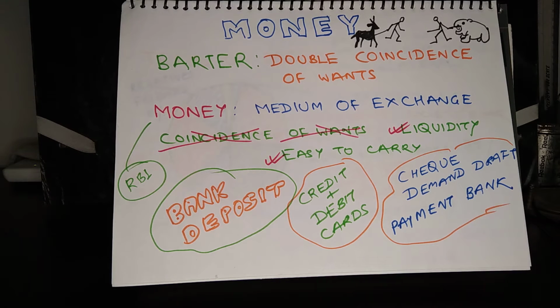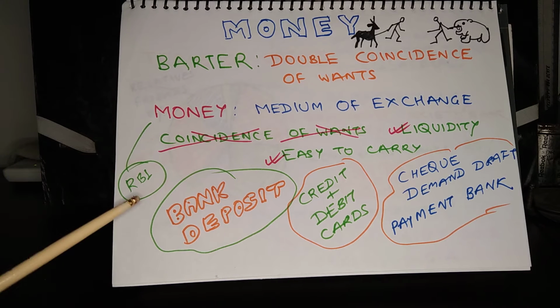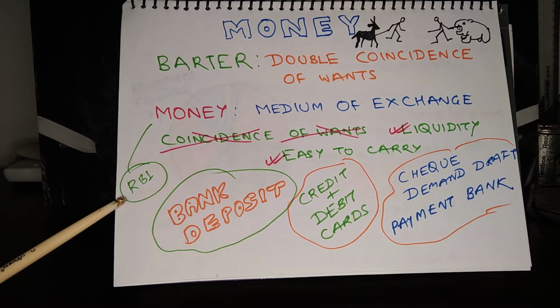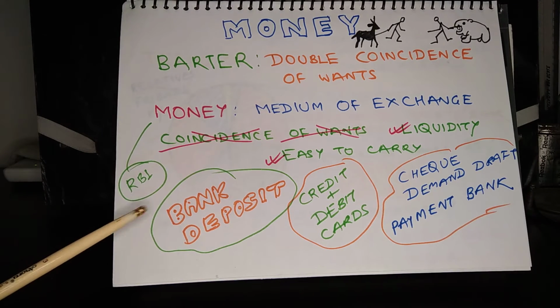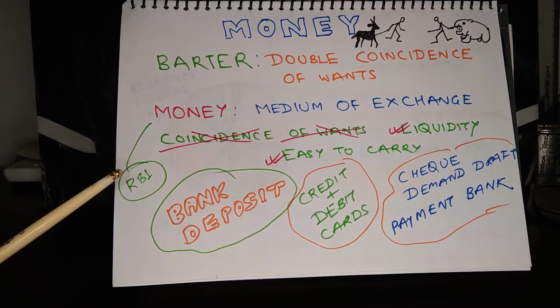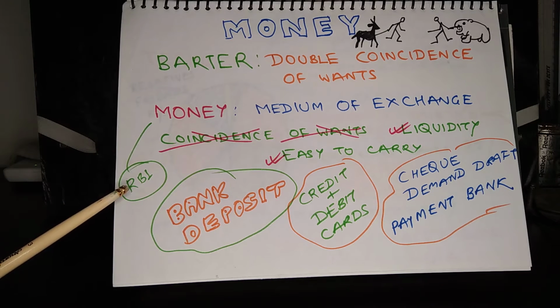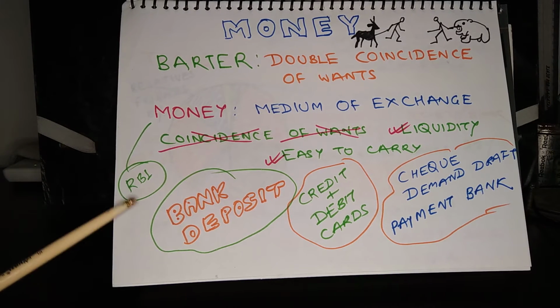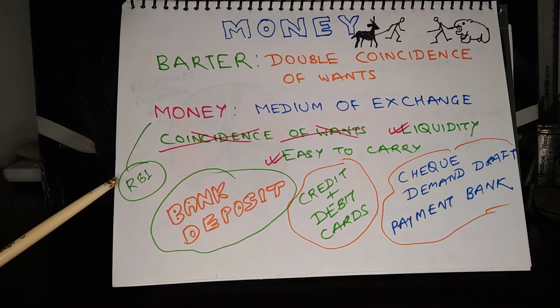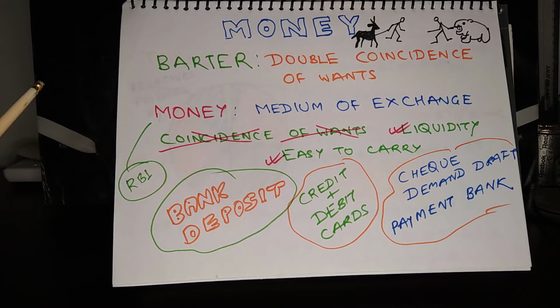Initially, coins came into use, and later on, currency notes came into use because currency notes are more convenient and cheaper. In the case of India, the Reserve Bank of India, the RBI, has the authority to issue currency notes. So all the currency notes are issued by the Reserve Bank of India. The same system is in place in all the countries, where a particular authority has the power to issue currency notes.